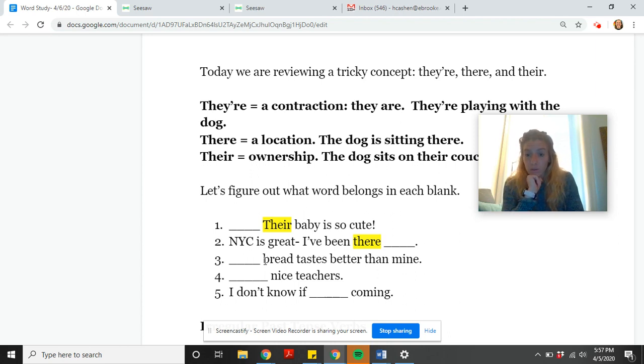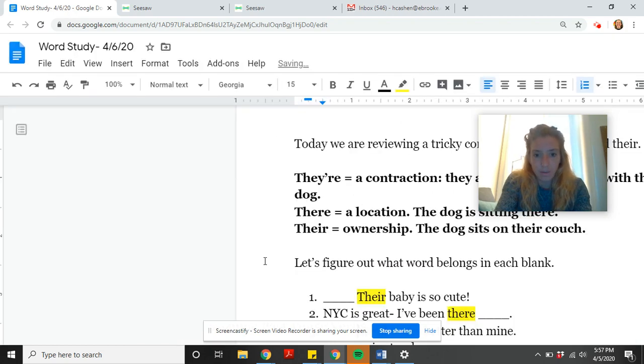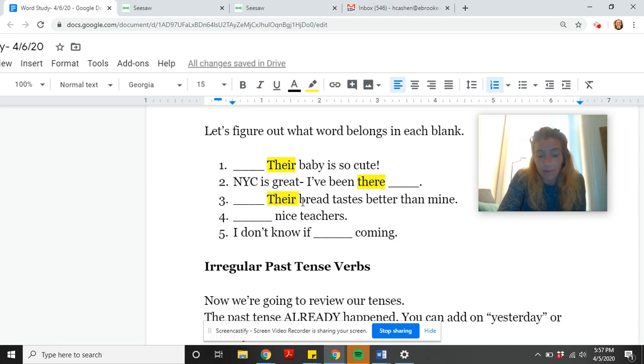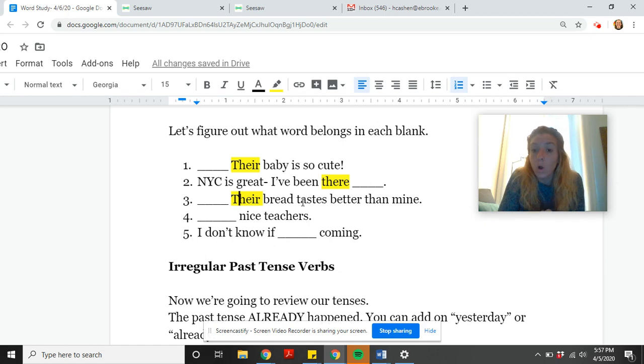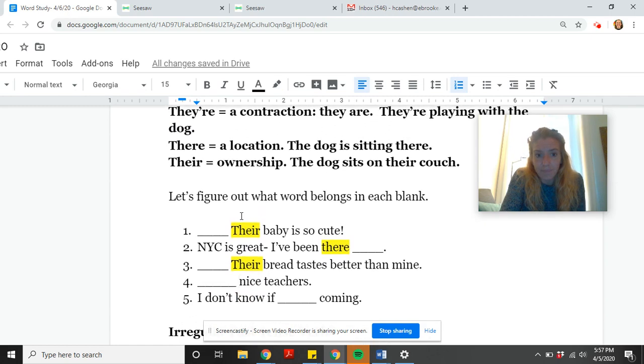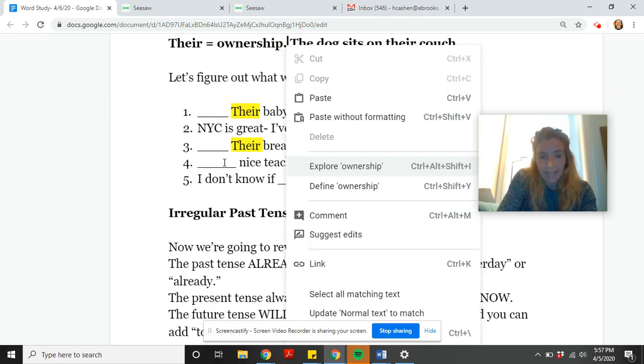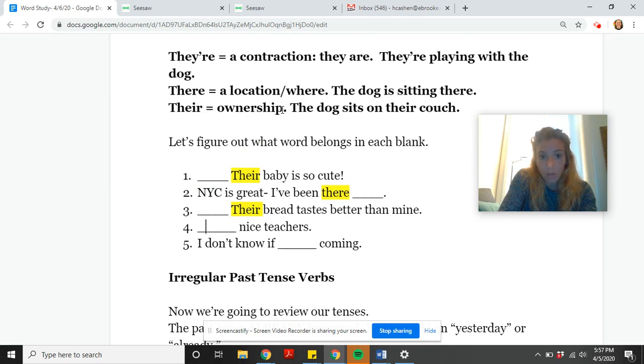Could it show ownership, like whose bread tastes better? Mine? Yeah, it could. So it must mean their because it shows ownership. Remember, if it's their, it can show whose. And if it is there, it can show where. So that's a really easy way to remind yourself. There shows where, their shows whose.